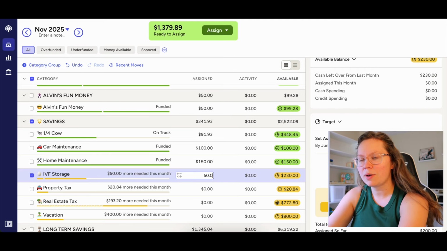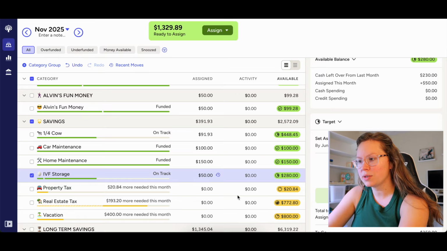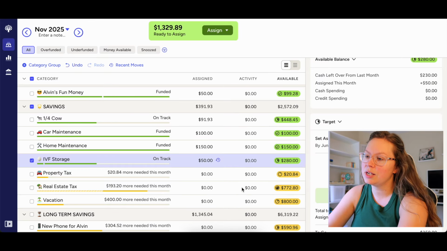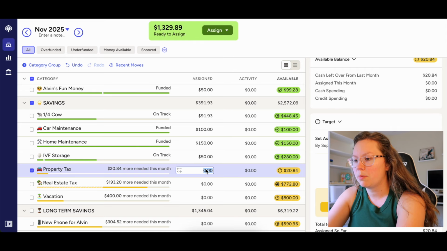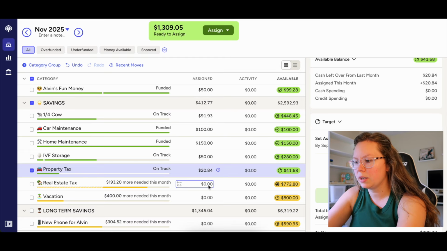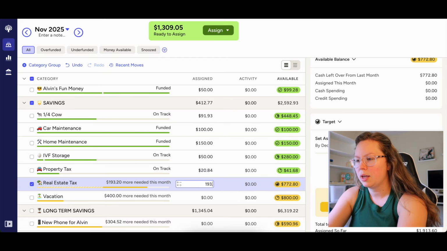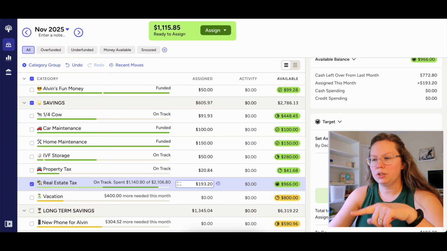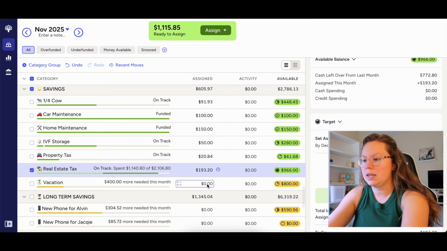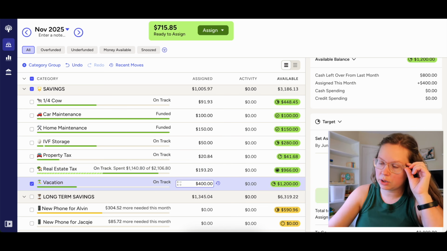IVF storage, we had to do IVF to have Alice. We actually have 3 embryos left and I have to pay the storage fee every single year, which is like $600. Then we have our property tax and our real estate tax, which I actually have to look. That might be coming due here soon, I think. And then vacation is like our yearly beach vacation.